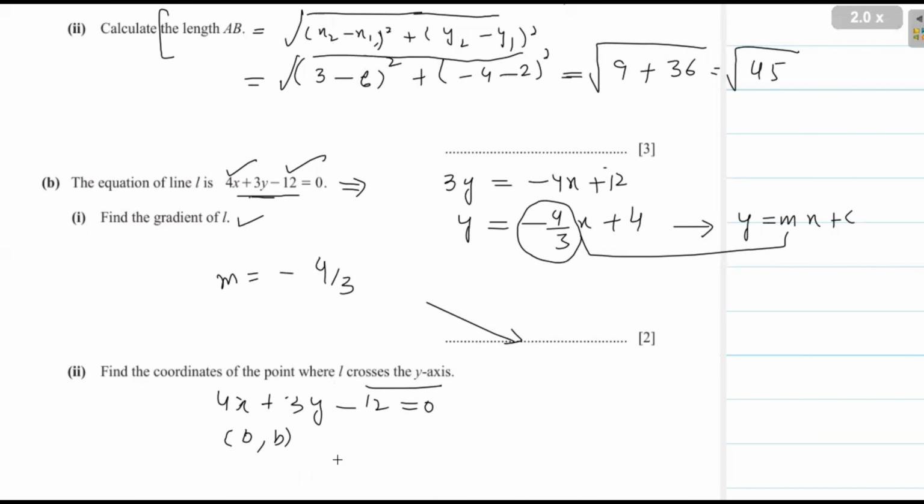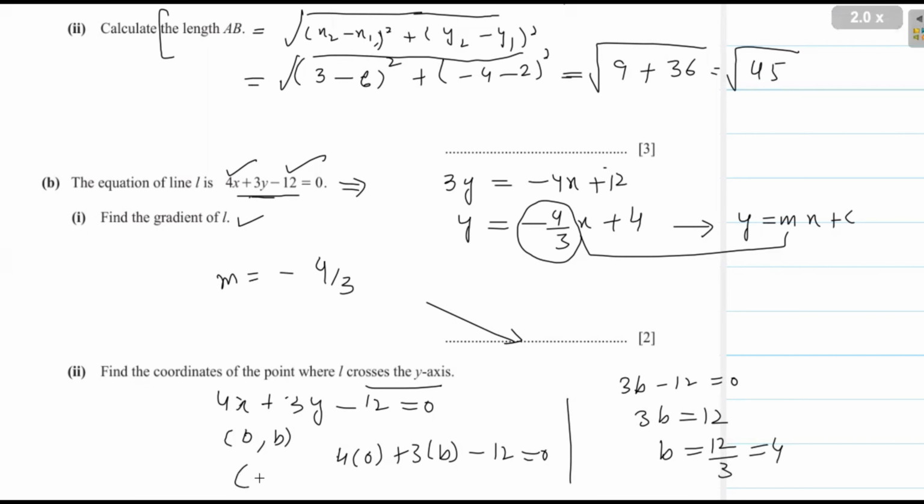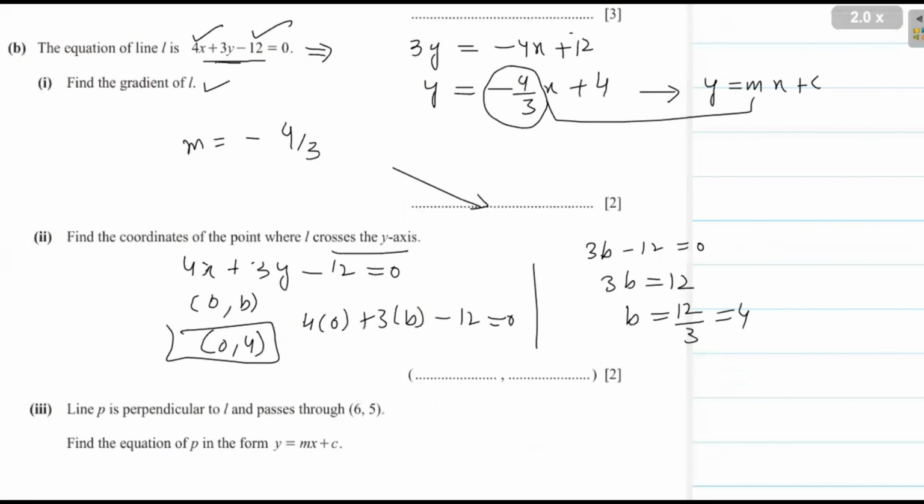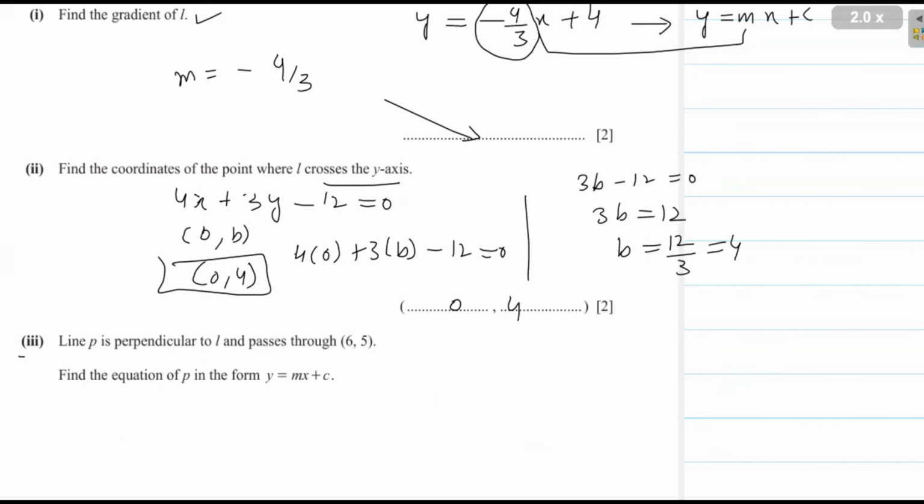We get 4 into 0 plus 3 into b minus 12 equal to 0. And we can write 3b minus 12 equal to 0. Then 3b will be equal to 12. B equal to 12 over 3, and this is 4. Therefore, 0, 4 is the coordinate of the point where the line crosses the y-axis. This is the answer.